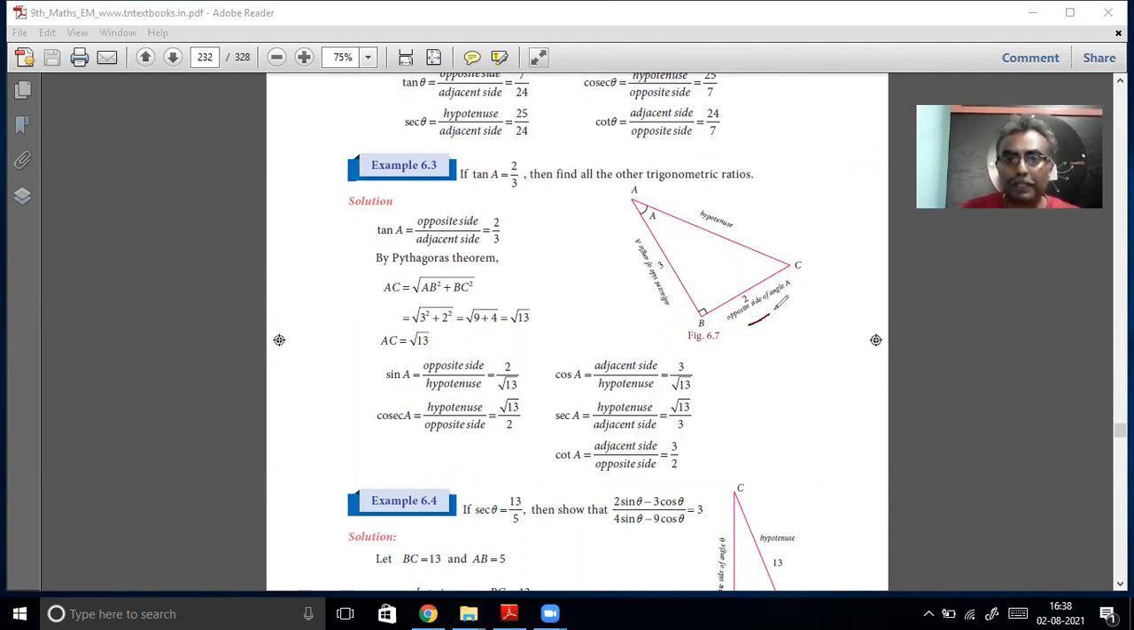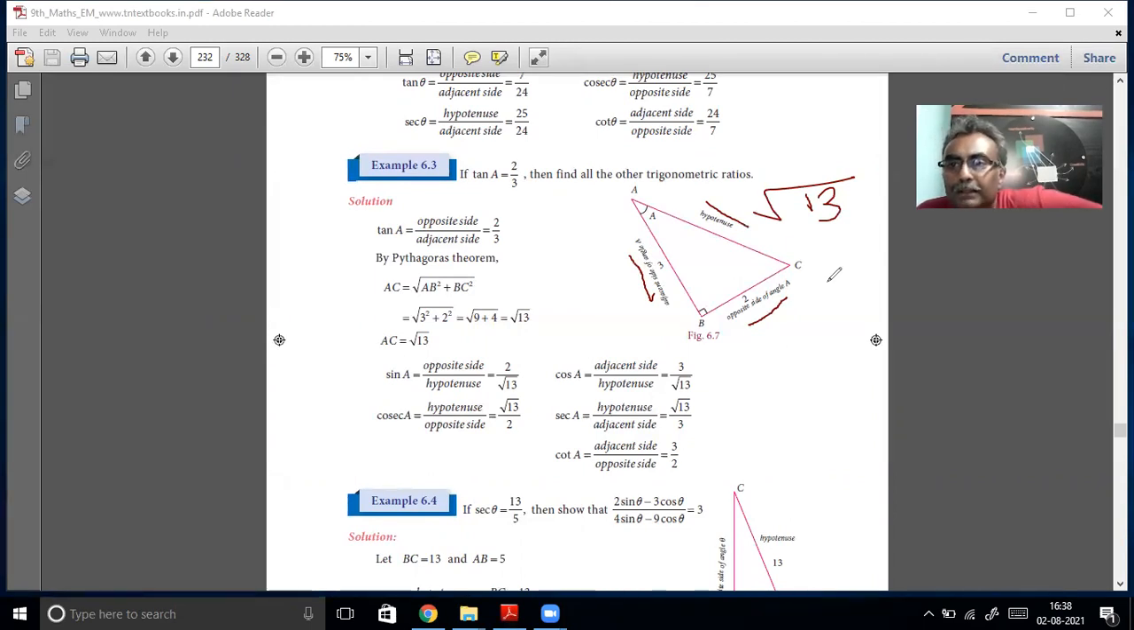This is the opposite side. This is the adjacent side. This is the hypotenuse, root of 13. Now 6 trigonometric ratios are there. Already it is given tan A is equal to 2 by 3. So what will be cot A?